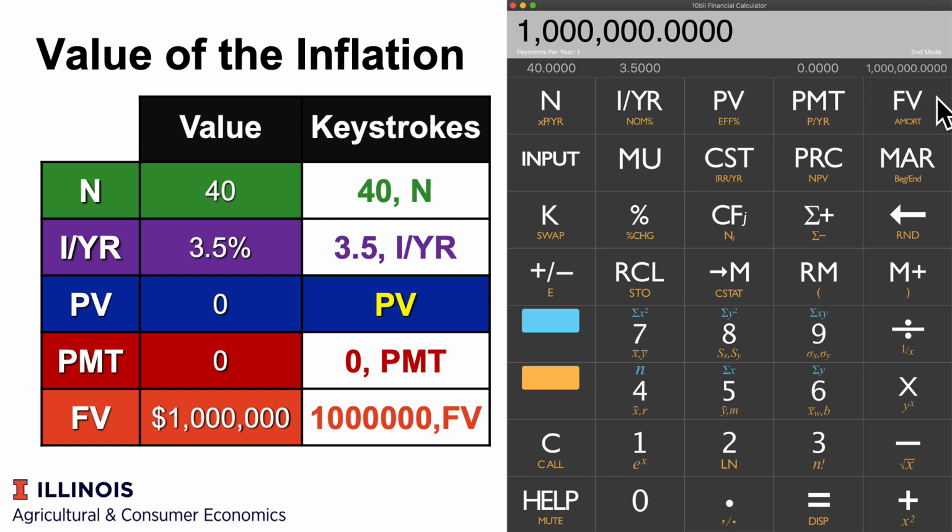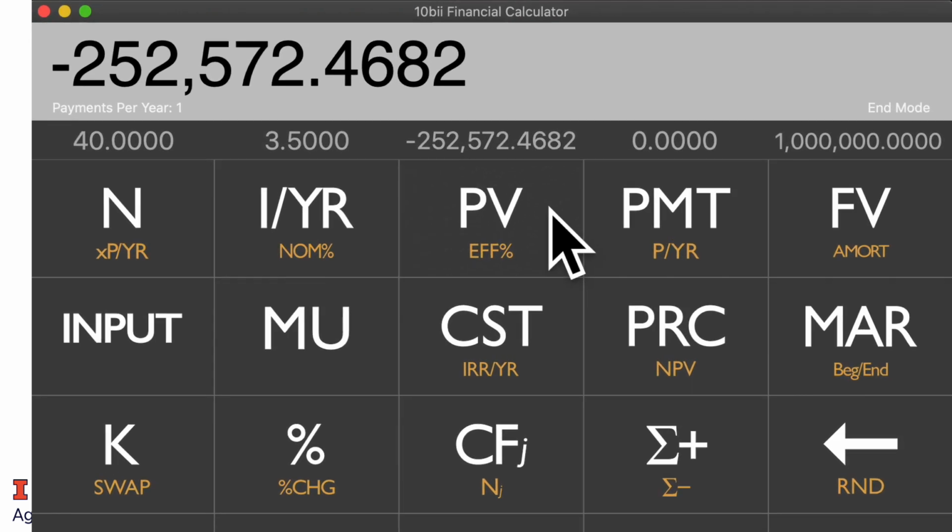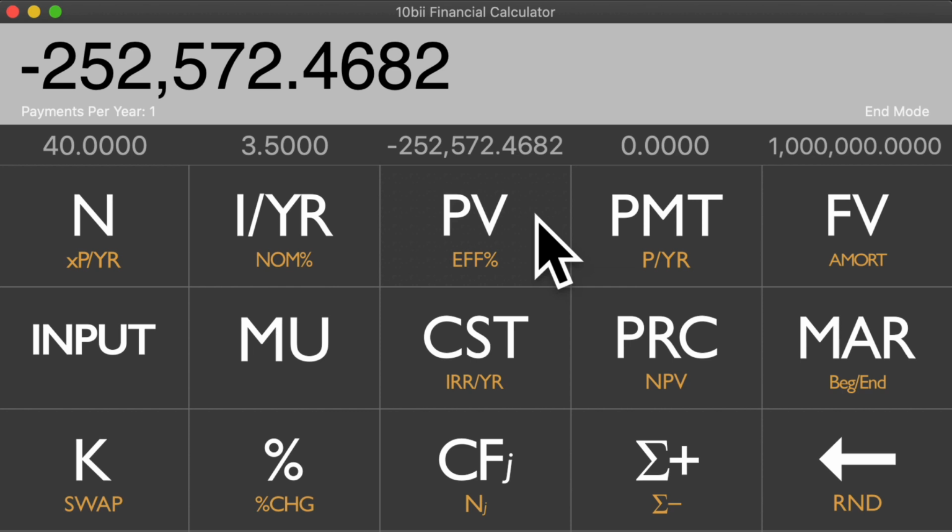We hit present value, and we find a pretty staggering answer. $1 million 40 years from now only has the spending power of about $252,572.47 today. It means only about a quarter as much. So when we think about being a millionaire in the future, it doesn't quite mean what it means today. And that $1 million is hardly enough to get through retirement on its own.